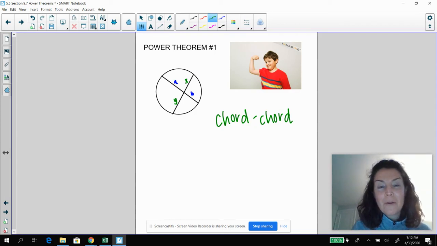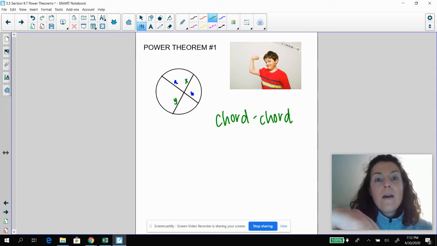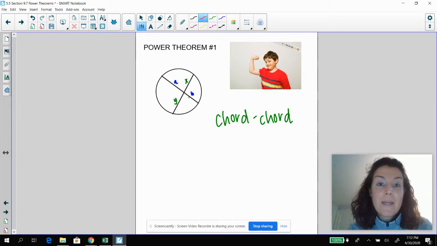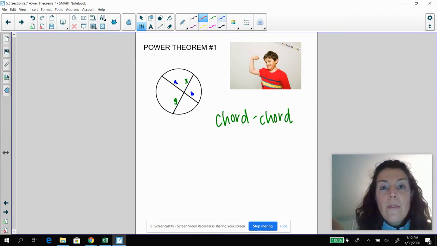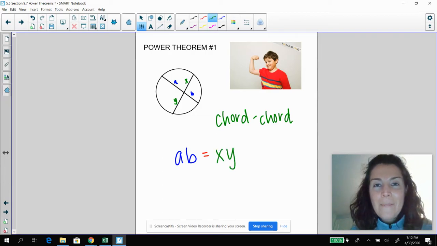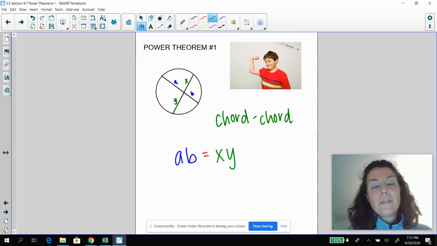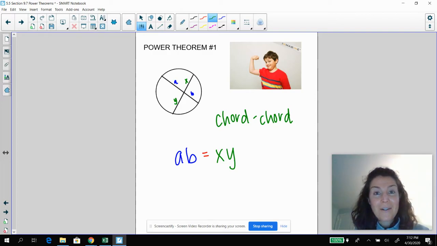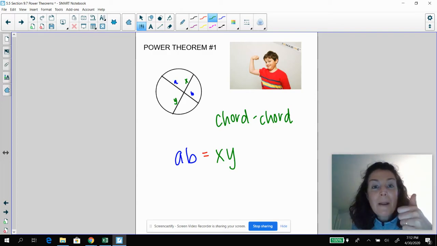So here's the power theorem. It's pretty crazy. If you have two chords that cross within a circle, the segments that are created, so you see segment A and segment B and segment X and segment Y, the product of A and B is equal to the product of X and Y. And if we have some time, we'll talk about the proof behind this power theorem. It's pretty cool. It has to do with similar triangles, which we know and love. So that's power theorem number one.